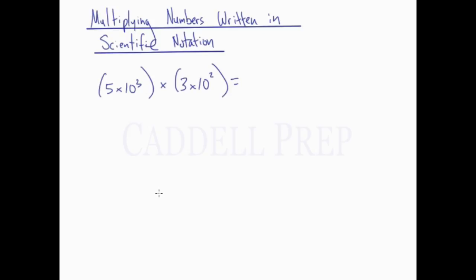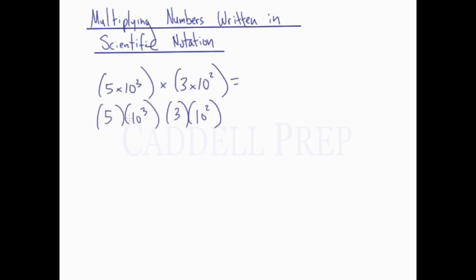Let's take a look at how to multiply numbers written in scientific notation. So here's an example: 5 times 10 to the third times 3 times 10 squared. Okay, first of all, everything here is multiplied. We can multiply in any order. So we can break this down. This is 5 times 10 cubed times 3 times 10 squared.